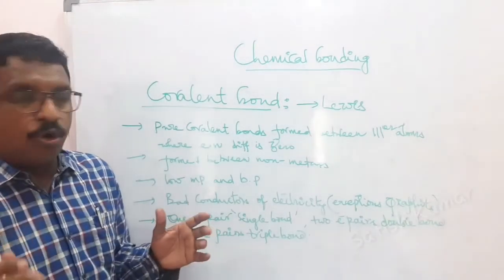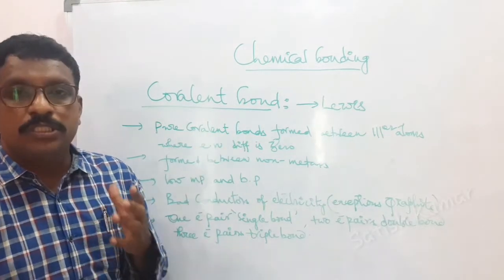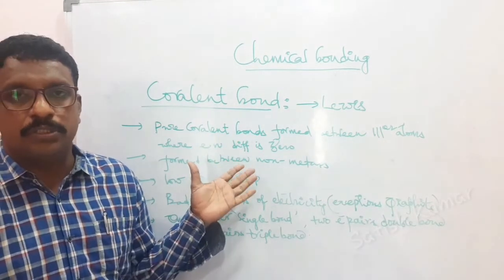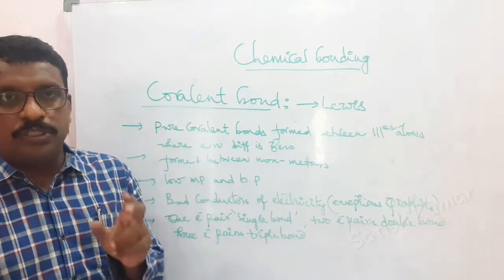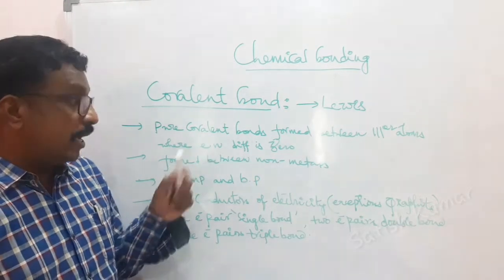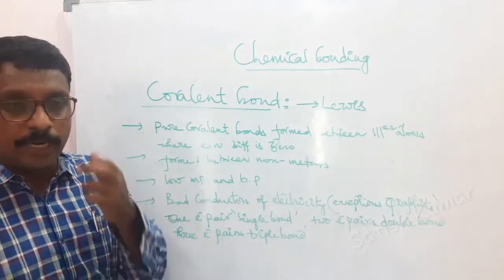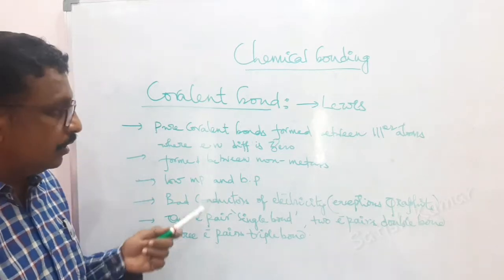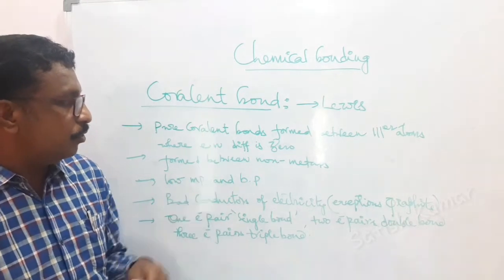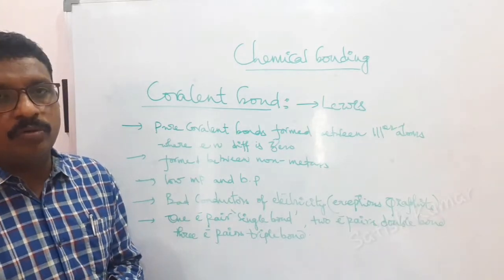Some important points about covalent bond. Pure covalent bonds are formed between similar atoms like hydrogen. Just now I explained to you how the covalent bond is there in hydrogen atom. So where the electronegativity difference is 0. Similar atom కాబట్టి దాంట్లో electronegativity 0 ఉంటుంది. Electronegativity 0 ఉంటే మనకు pure covalent bonds వస్తాయి. This always forms between non-metals.